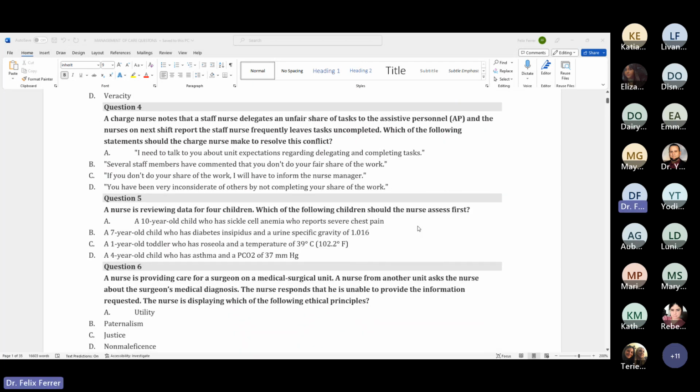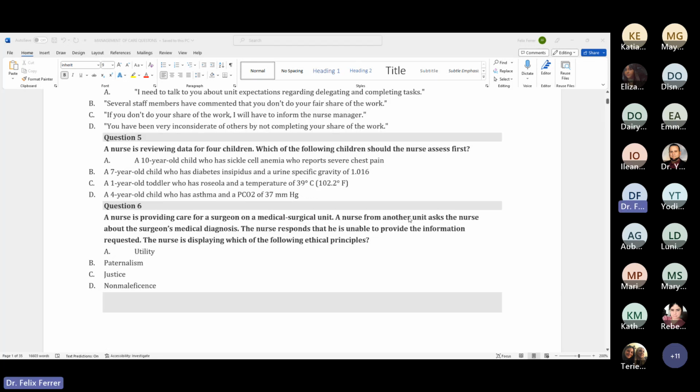Number 4. A charge nurse knows that the staff nurse delegates an unfair share of tasks to the assistive personnel, AP. And the nurse aide reports the staff nurse frequently leaves tasks uncompleted. Which of the following statements should the nurse make to resolve this conflict? A. I need to talk about unit expectations regarding delegating and completing tasks. Really good, really good.